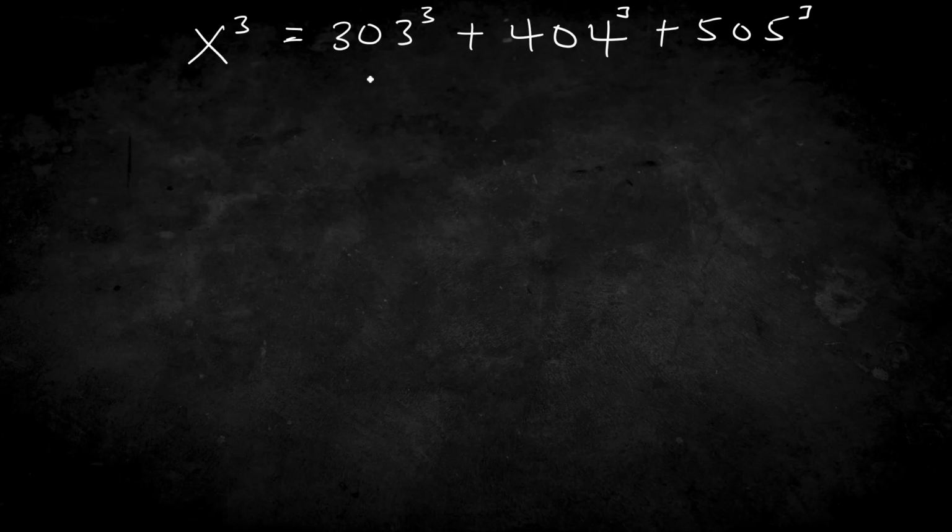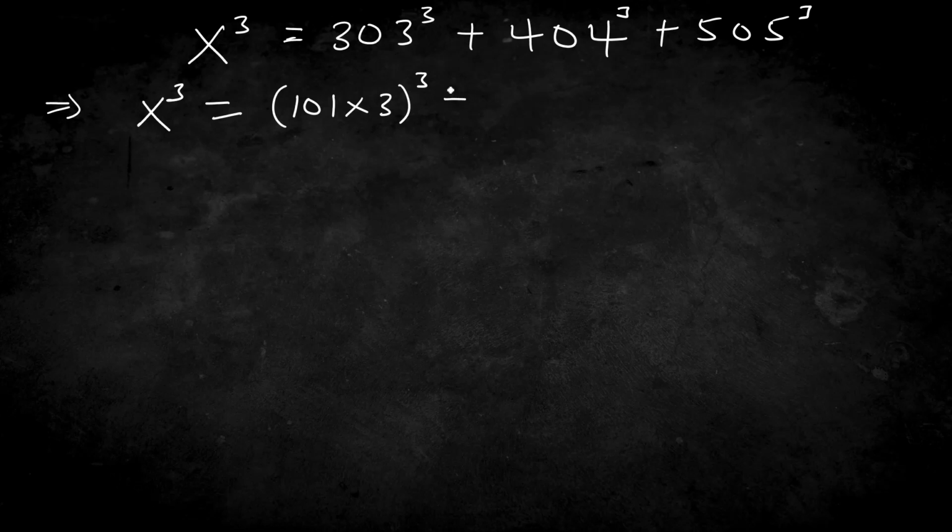Now, first of all, let's break these numbers down. So this side will be x cubed. Let's go ahead and write this 303 as 101 times 3, all to the power 3. 101 times 3 is 303, so I have done nothing.